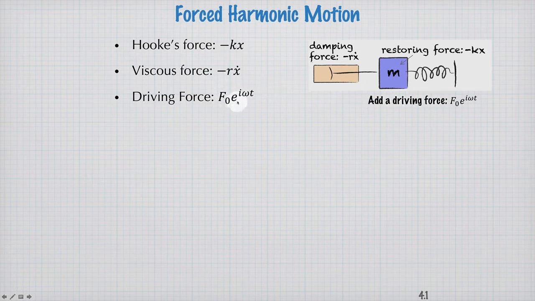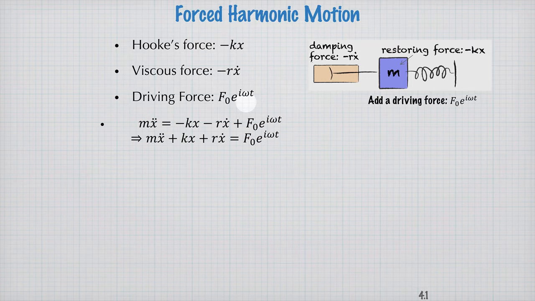So F naught is the amplitude, and the real part of e to the i omega t will give us a cosine function. To get the differential equation, we use Newton's law again. Force equals mass times acceleration, and we add up the forces: the restoring force, the damping force, and the driving force. Leaving just the driving force on the right-hand side, we find that the sum of these terms is now equal to the driving force, whereas previously it was equal to 0. So now we have an inhomogeneous differential equation instead of a homogeneous differential equation, as we had before.